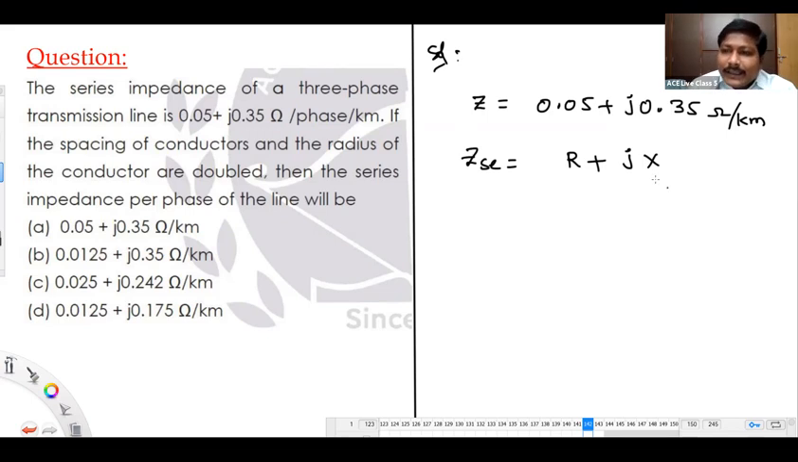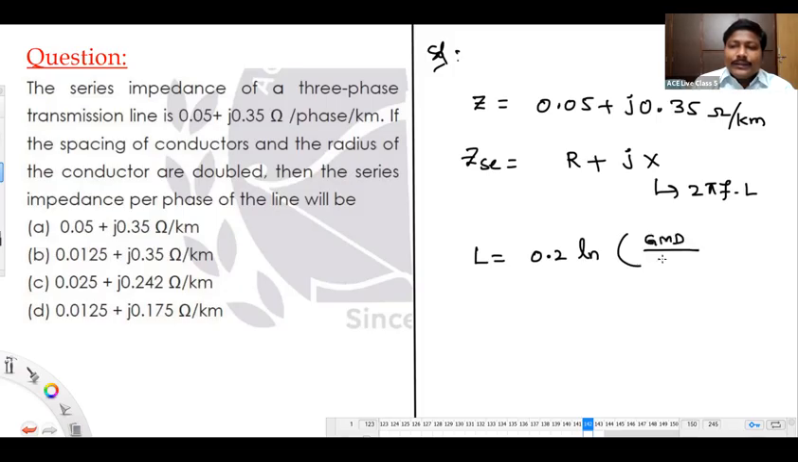And that X you can write as 2 pi F into inductance. And what is that inductance formula? 2 into 10 power minus 7 ln of GMD by GMR. Or else you write 0.2 ln of GMD by GMR millihenry per kilometer. Simple, very simple thing.